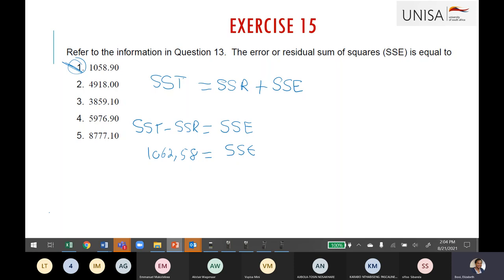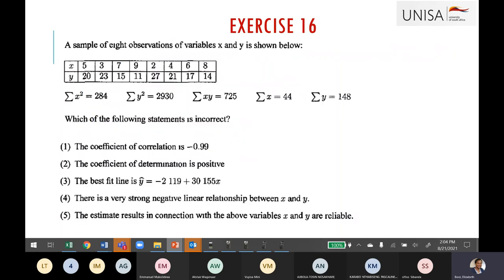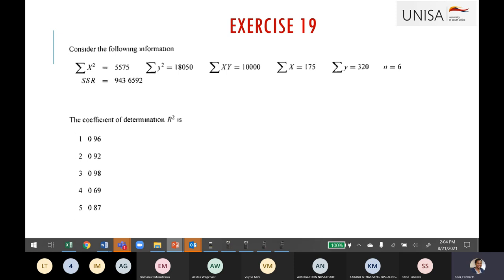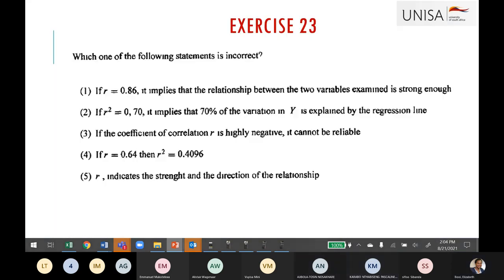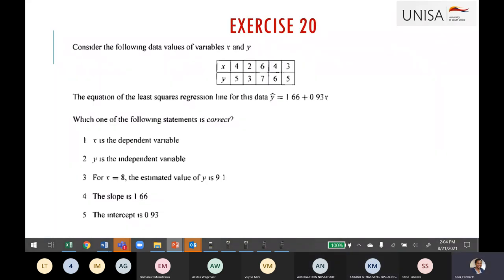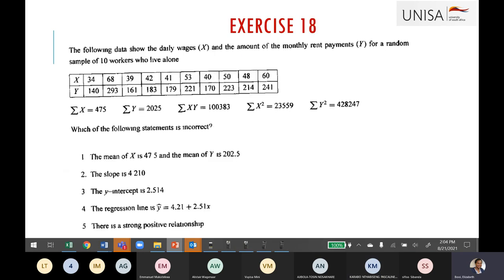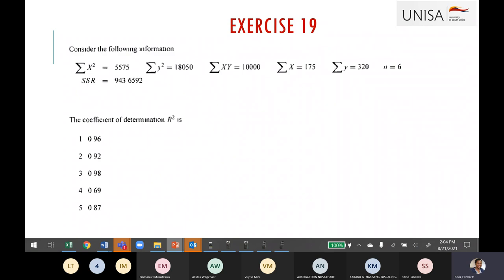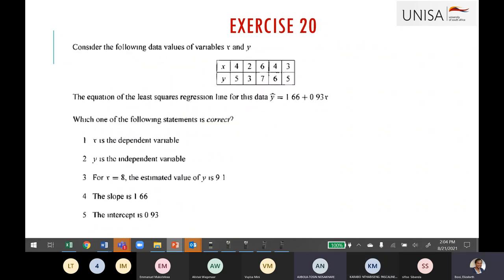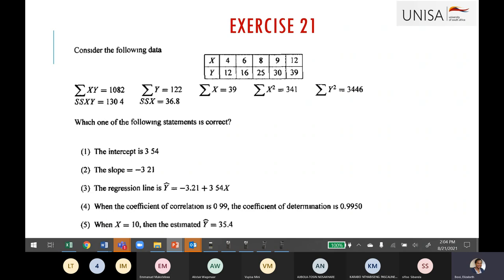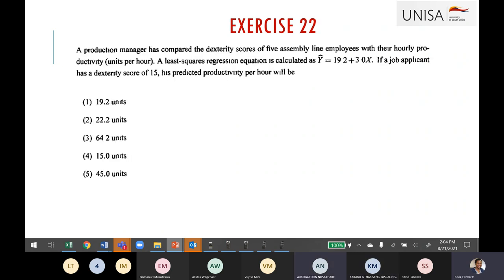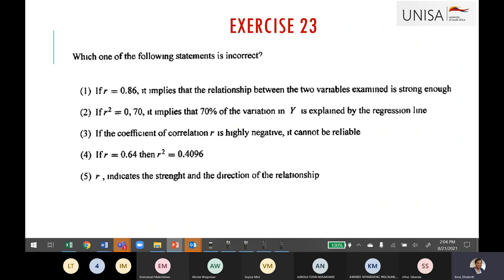With that, that concludes today's session. I will see you on Wednesday when we continue with other activities. But nothing stops you from going through activities 16 until 23. So there are only those: 16, 17, 18, 19, 20, 21, 22, and 23.